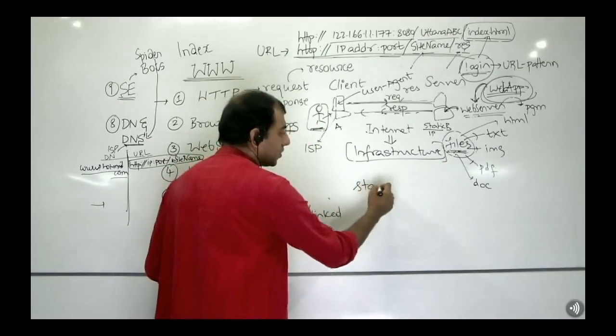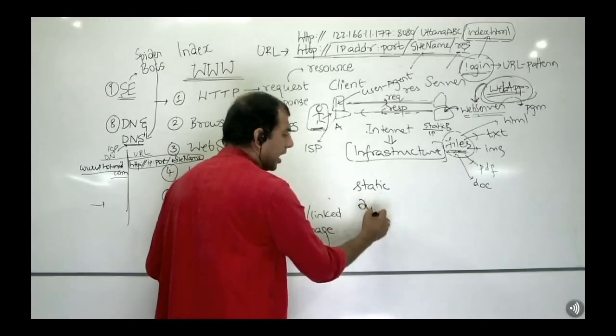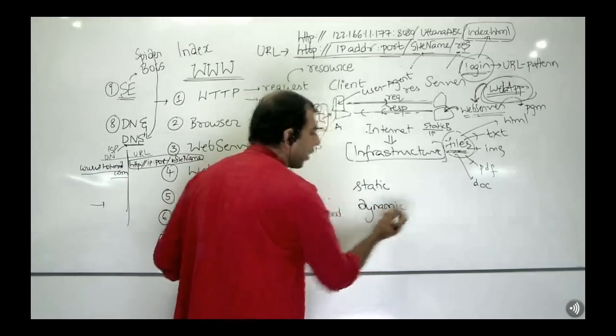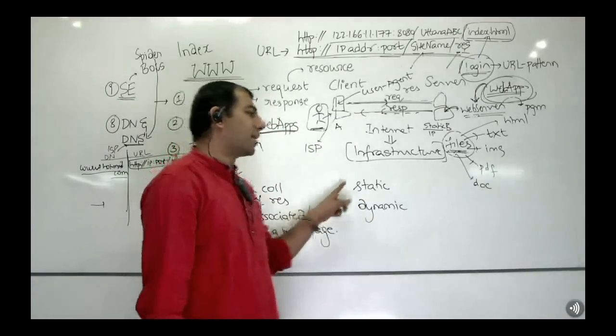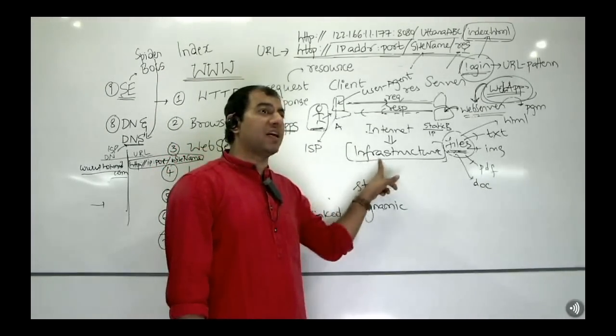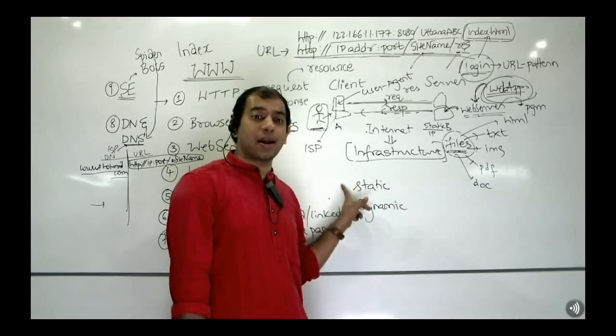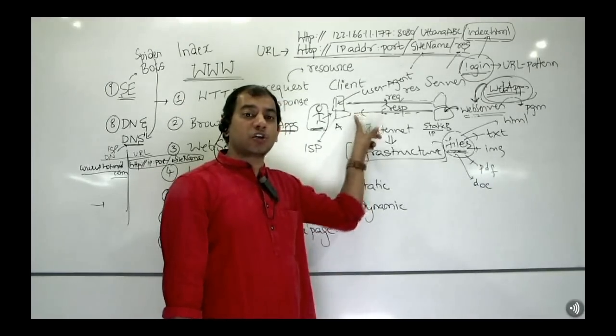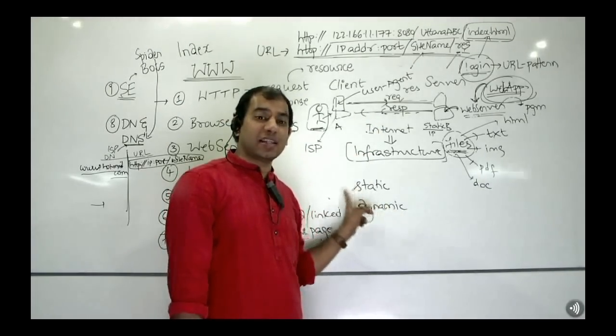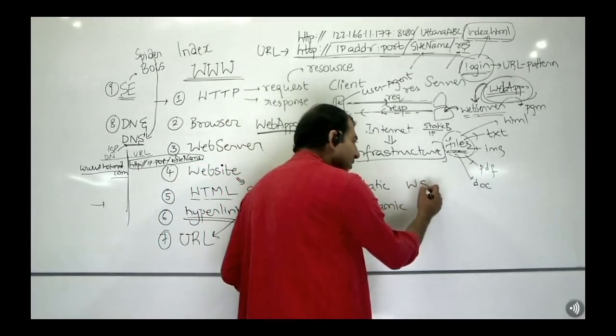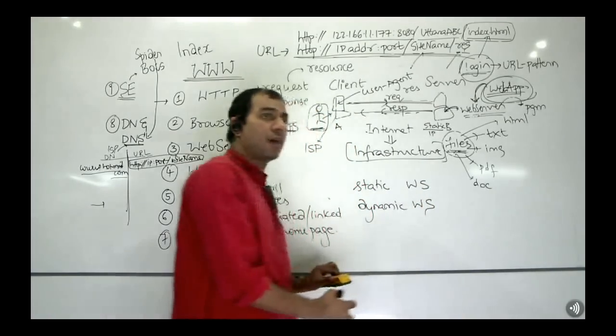Remember, static and dynamic are extremely overused words, right? So far, what have we learned? There is static IP, dynamic IP. There is static resource, dynamic resource. There is static web server and dynamic web server.